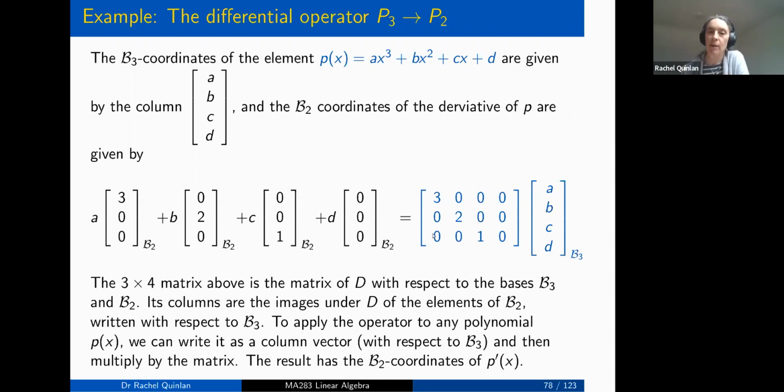The columns of this 3 by 4 matrix are nothing but the images under the differential operator D of the basis elements x cubed, x squared, x, 1, written as coordinates with respect to our chosen basis for P2. So this 3 by 4 matrix is the matrix of the differential operator with respect to the basis B3 for P3, the domain, and B2 for P2, the target of that linear transformation.